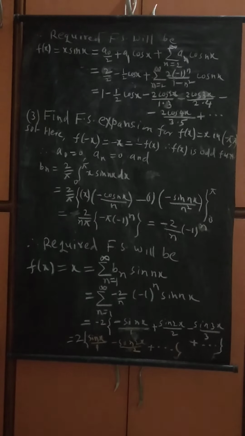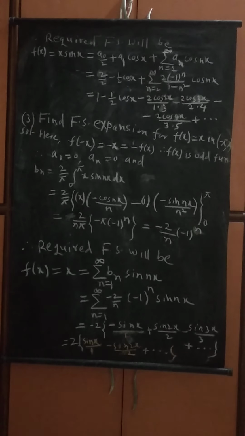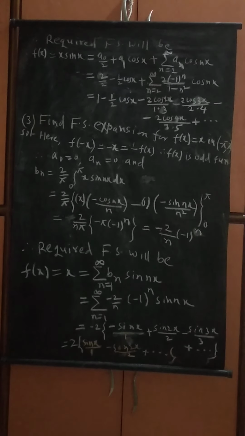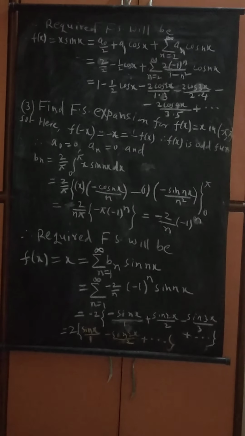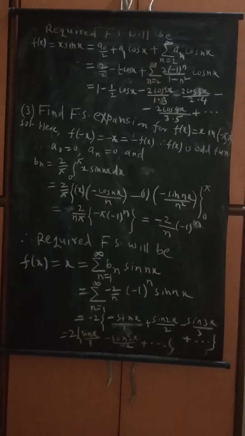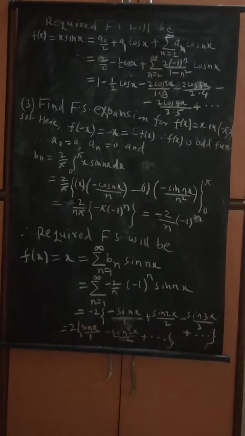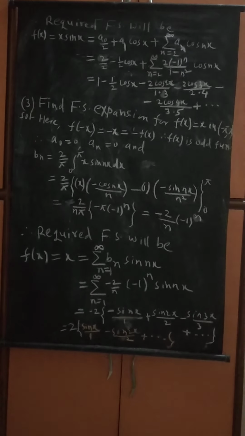For an odd function, a0 and an are 0, and therefore the only remaining work is to find the value of Fourier constant bn. So what is bn? bn is equal to 2 upon pi integral 0 to pi f(x) into sin nx dx. But what is f(x)? f(x) is x. So bn is 2 upon pi integral 0 to pi x into sin nx dx.